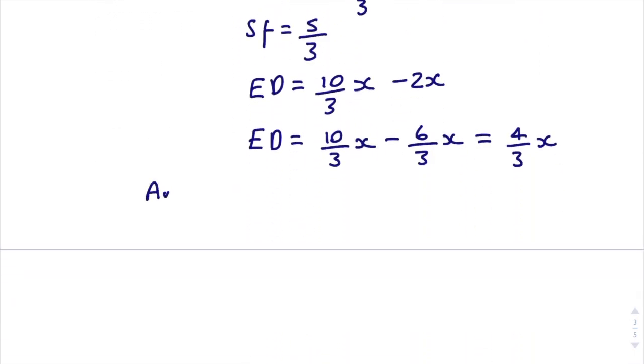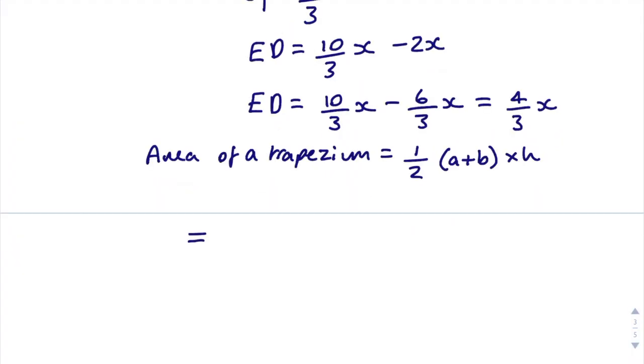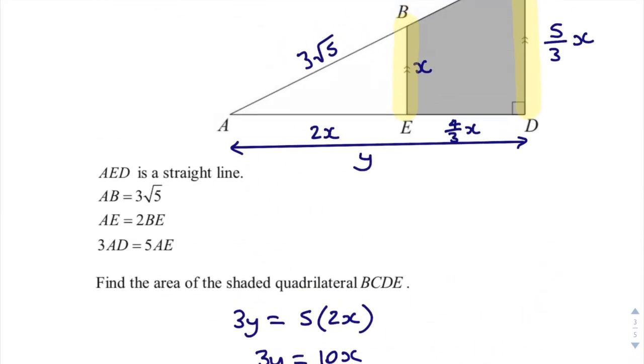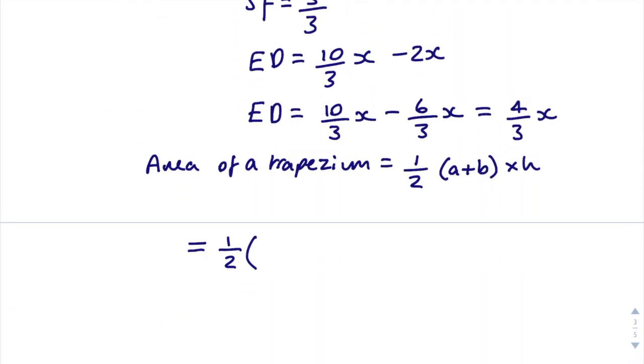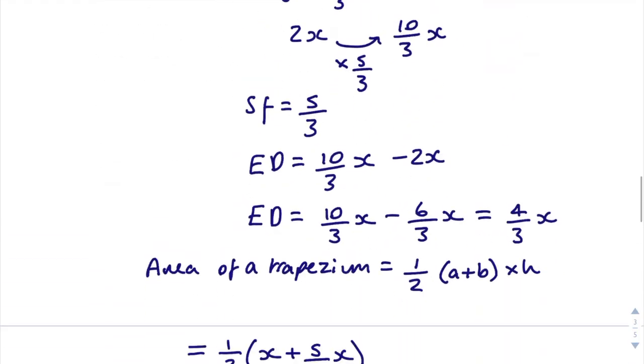So we know that the area of a trapezium is equal to a half (a plus b) multiplied by the height. Well, in this case, we're going to have a half of the shortest length, which is x, plus the longer length, which is 5/3 of x, multiplied by the height, which is 4/3 of x.